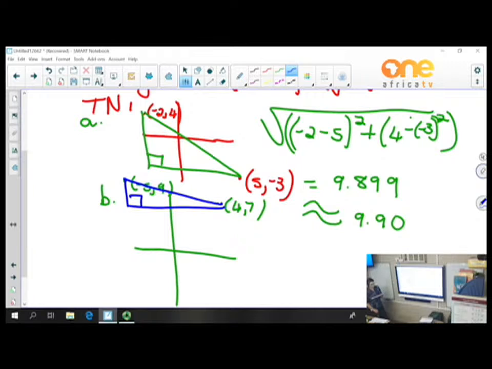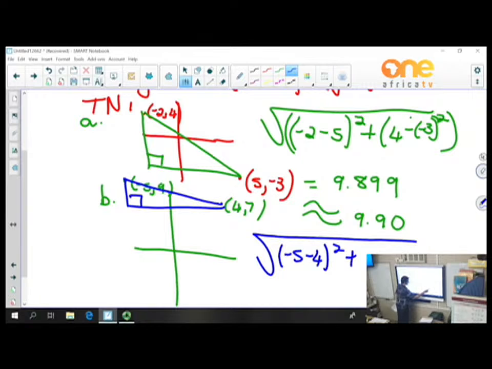Right, B, C, and D. You are not working. I don't see any sketch up to now. Okay, so let's see. This one is negative 5 minus 4 squared plus 9 minus 7 squared.